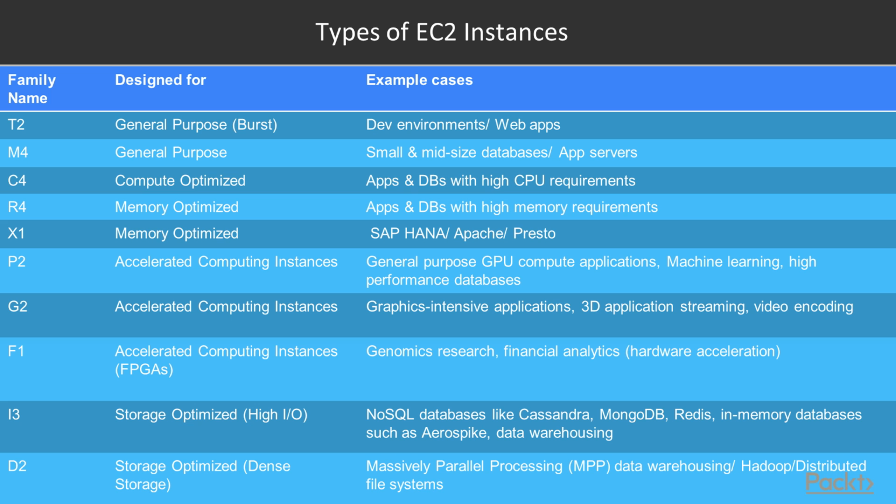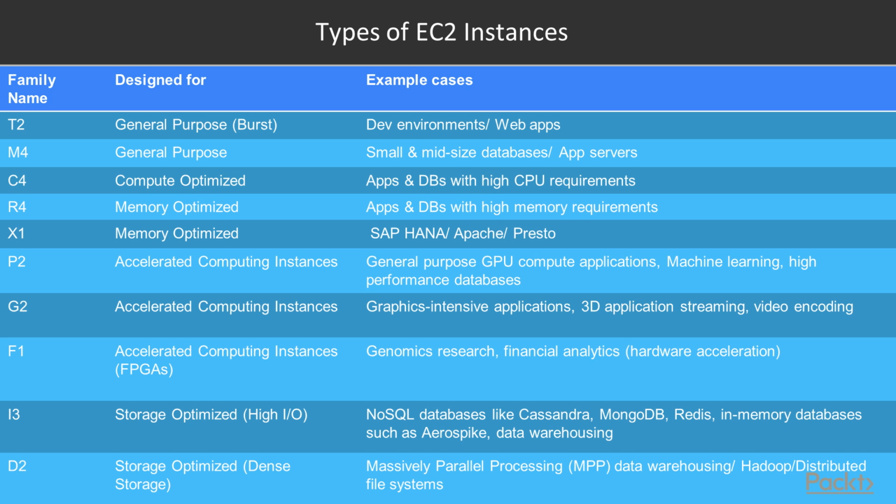First of all, we will start with the T2 family. It is designed for general purpose. This one we will be using extensively throughout the course, mainly because it is part of the free tier account. And also that we have burstable performance, which means that basically we accumulate credits when we're not using the T2 instance to its full capacity.